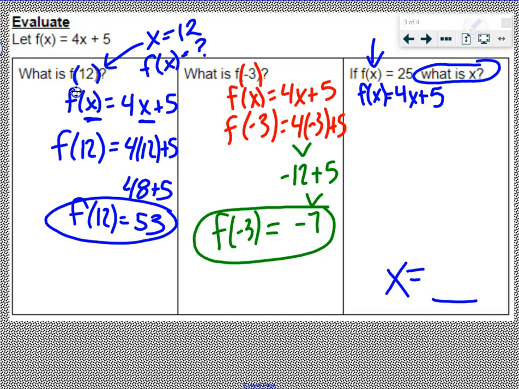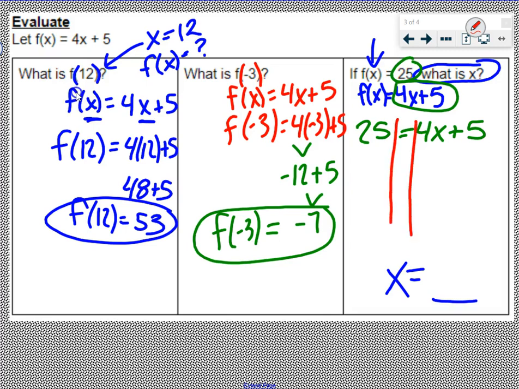What we do know, however, is that f of x is equal to 25, and f of x equals 4x plus 5, so using our transitive property, we can say that 25 would then be equal to 4x plus 5. Two things are equal to the same thing, then they're equal to each other. Now we have a nice pretty equation that we can use to solve for x.